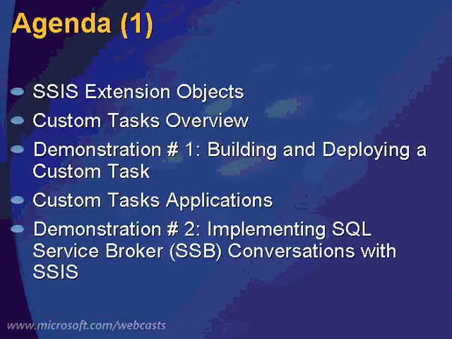Going over our agenda, we'll start by introducing different types of extension objects offered by the SSIS object model. One of those objects is a custom task, and we'll give an overview of how to build and deploy a custom task. Following that, Jesus is going to show a demo of building and deploying a simple custom task so that you have a better understanding of how the different classes and attributes relate to each other.